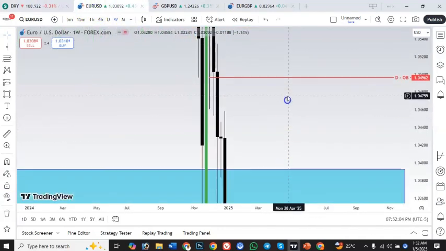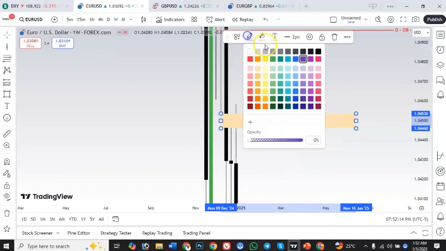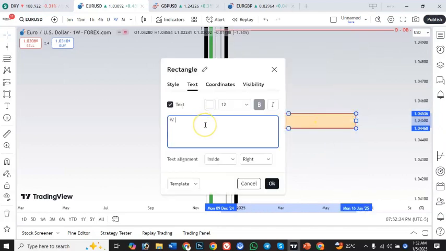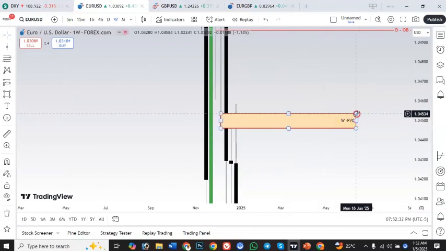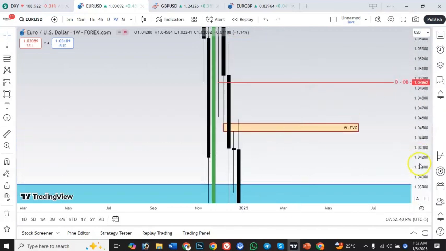Look, there's a little fair value gap there. A very good one. Look at it here. So I'm going to mark it out there. Alright. Change color to this. This is the weekly fair value gap. Weekly fair value gap. What I'm trying to tell you is, now you have found it.